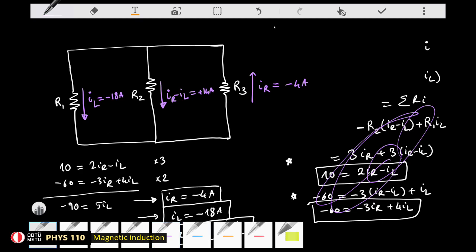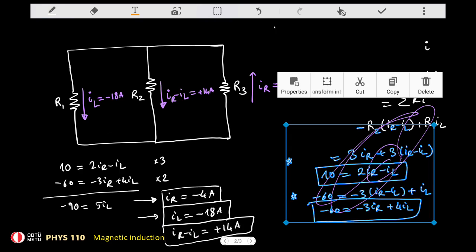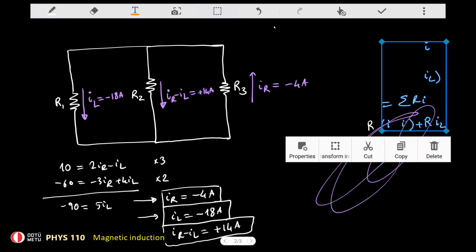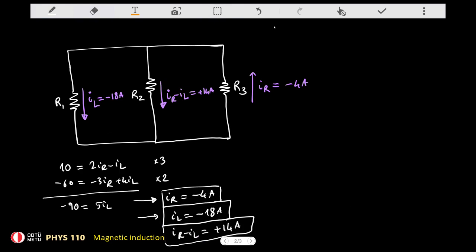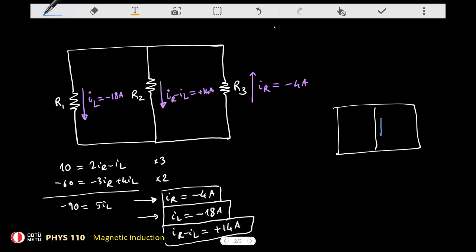If you're not comfortable with this and you insist on expressing all the currents with positive values, then let's also write them down in a corner like that. I'm just going to quickly draw the picture like this, using a blue color. In the mid branch, the current is 14 amperes going down. On the right branch, the current is going down, which is plus 4 amperes. And on the left branch, I have a current flowing upward, which is 18 amperes.